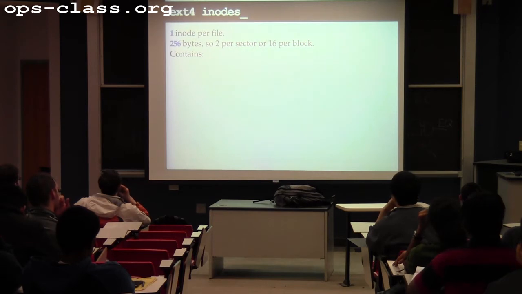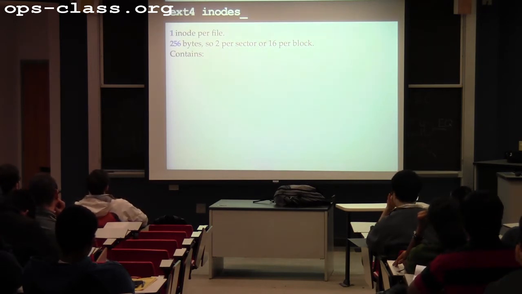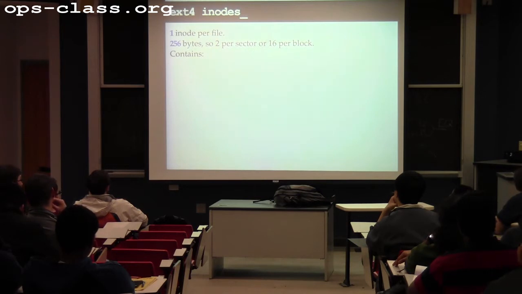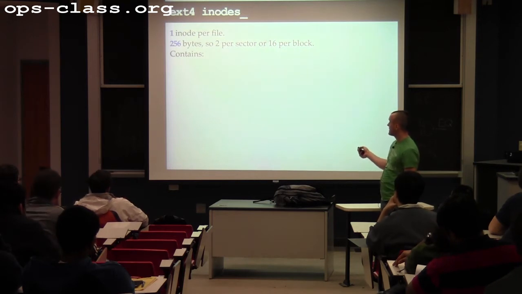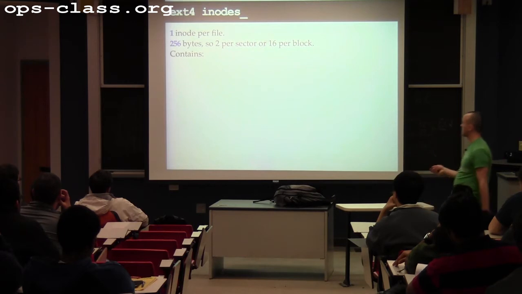All right, so now we're talking about ext4. Right? So ext4 inodes: one inode per file, 256 bytes per inode. Okay, so the inode data structure, which again is the top level data structure for the file, contains 256 bytes. And so I can get, let's see here, how did I end up with 16 per block? I think it's one per sector.